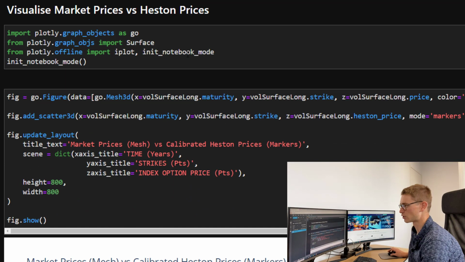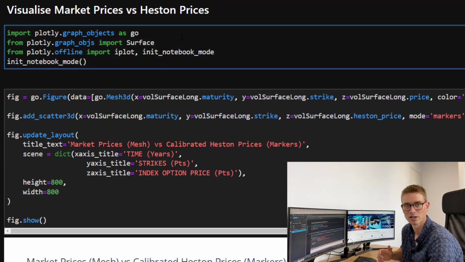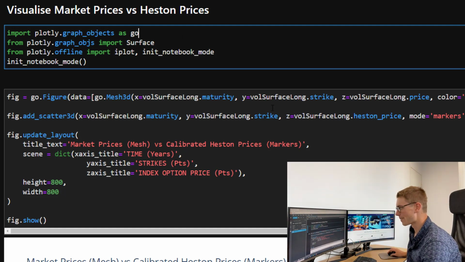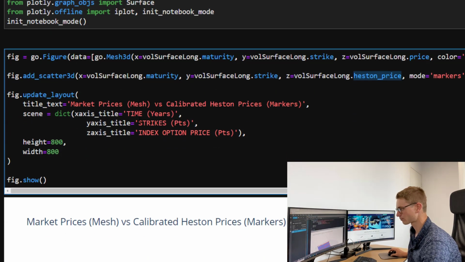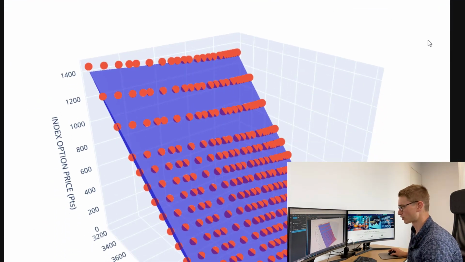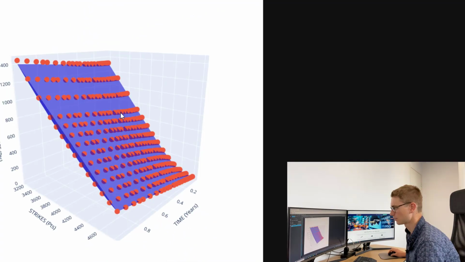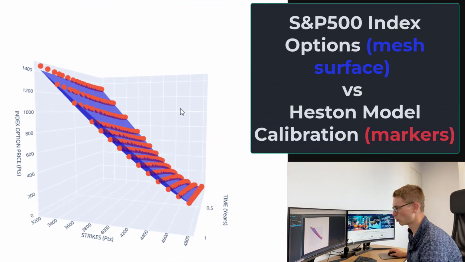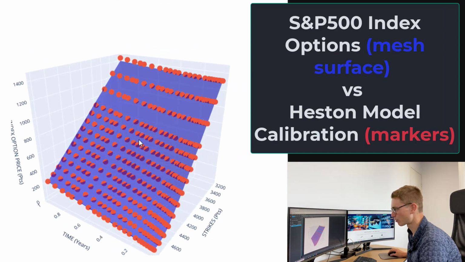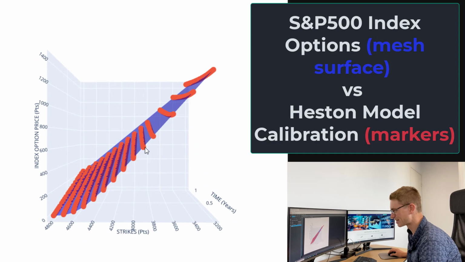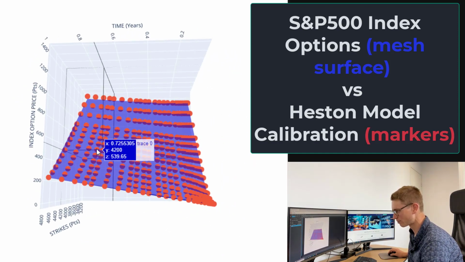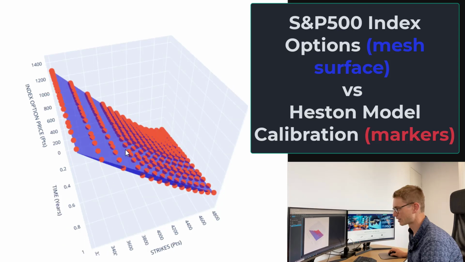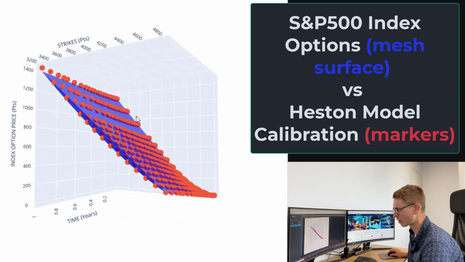So let's actually visualize those market prices versus the Heston prices. We're going to be using Plotly here. So in Plotly, I've got a mesh for my market prices, and then I've got the 3D scatter points for my Heston prices. And here I find that it's just useful to visualize that in a plot. Essentially we've got the market prices here as that blue mesh, and then my calibrated Heston prices are the red dots. And you can see there is some error in terms of point values on particular strikes and timelines, but we've pretty much got it bang on.